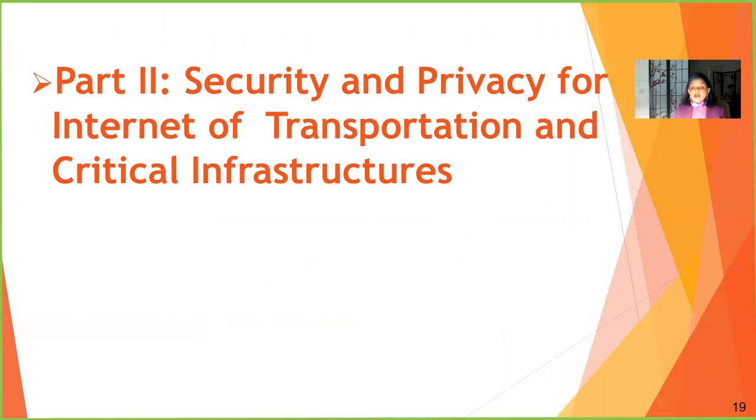Okay, so now I go to part 2, which is security and privacy for Internet of Things. In particular, I'll talk about our application, which is Internet of Transportation.